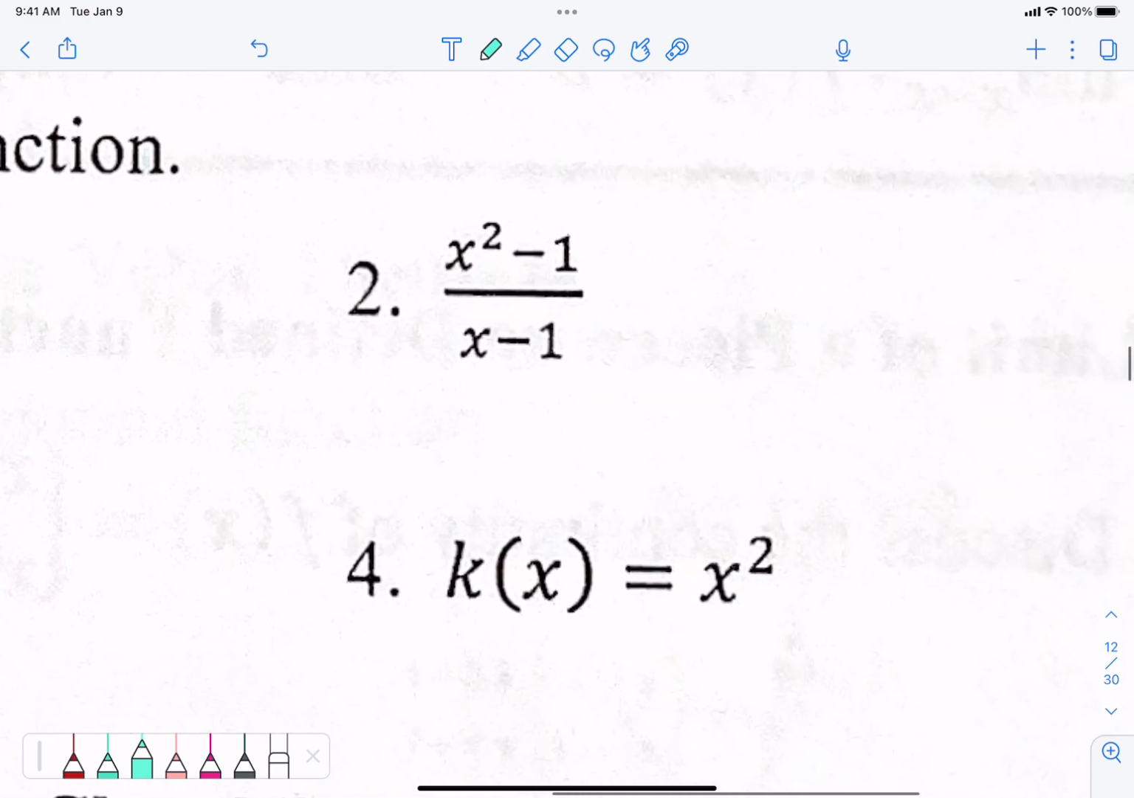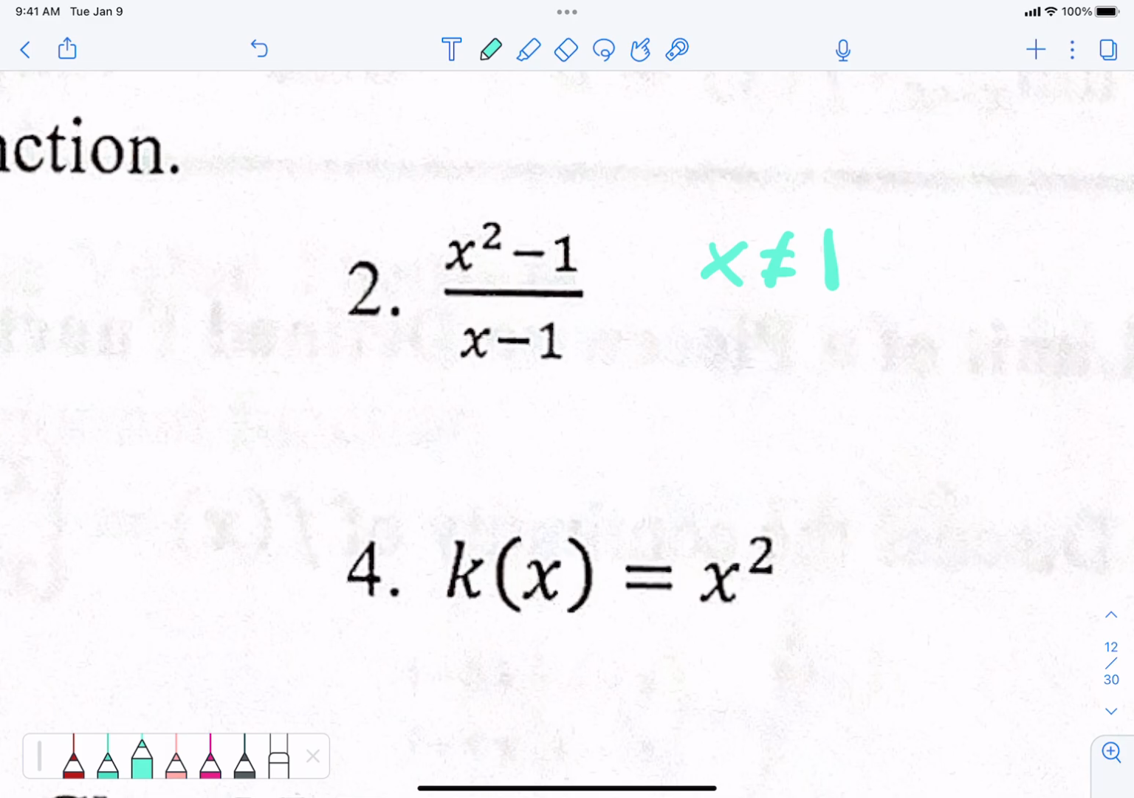Discuss the continuity of each function. Number 2. Will he have a problem? Yes. What will he have? He can't be 1. X can't be 1. Okay, what's occurring there? A hole. Is it a hole or a vertical asymptote? If they cross out, isn't it a hole? Yes.